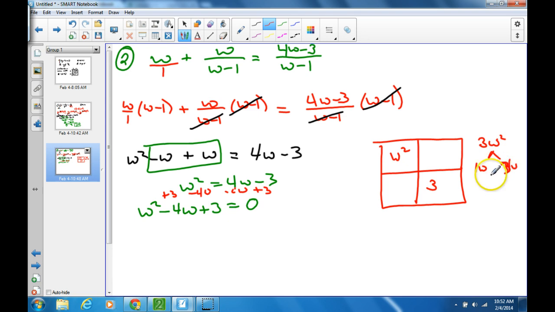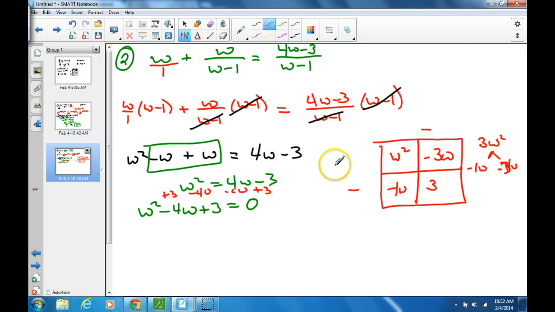Only one of them? Oh, yeah, both. You're right. They're both negative because it has to add up to be a negative 4w. So we got negative 3w here and negative 1w here. Since they're both negative here, I need to make sure they're negative on the outside too, okay?